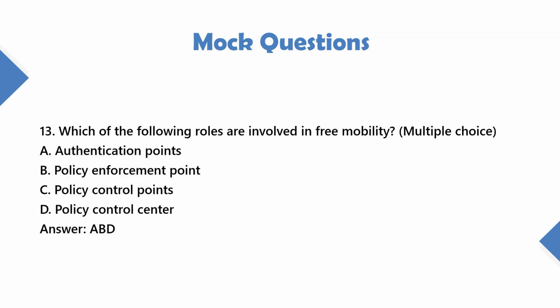13. Which of the following roles are involved in free mobility? Multiple choice. A. Authentication points. B. Policy enforcement point. C. Policy control points. D. Policy control center. Answer: A, B, C, D.